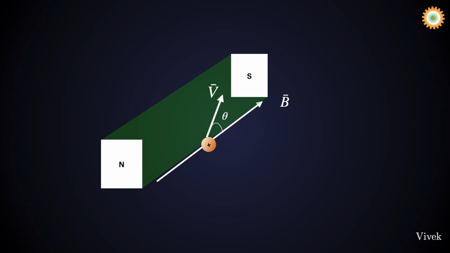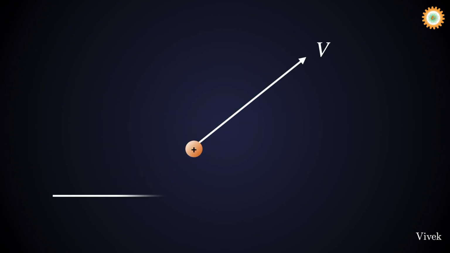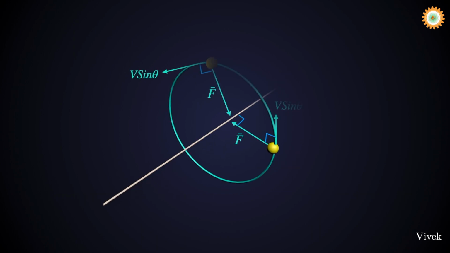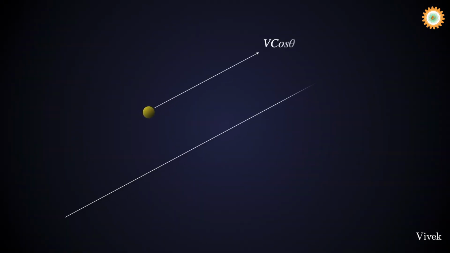Case 2. Now when a charge travels at an angle to the field, the velocity has two components. One, which is parallel to the magnetic field, and the other perpendicular to it. The magnetic force acts only on the perpendicular velocity, which is V sine theta, causing the charge to move in a circular path. Whereas the velocity component parallel to the magnetic field is unaffected by the magnetic force. This component is V cos theta. This causes the charge to move in a linear path.